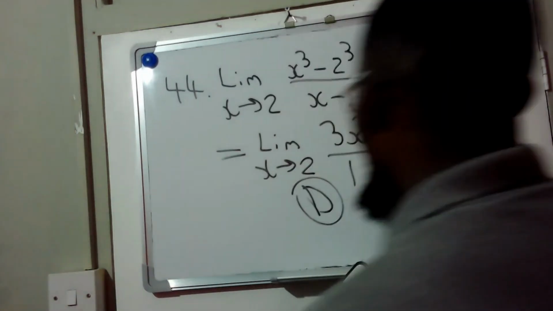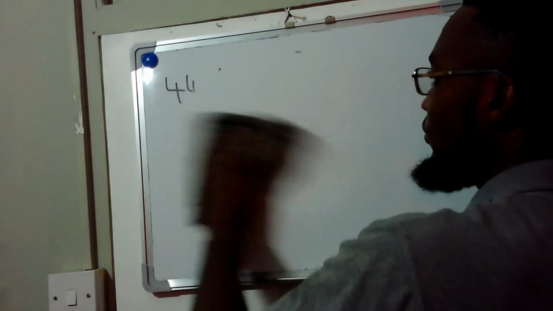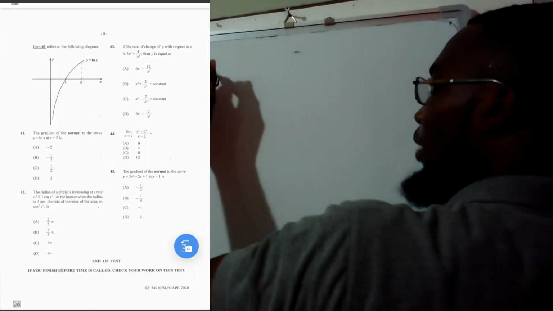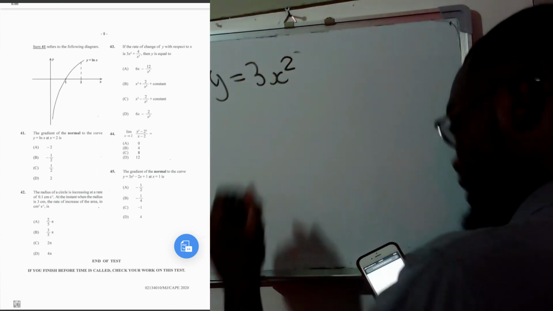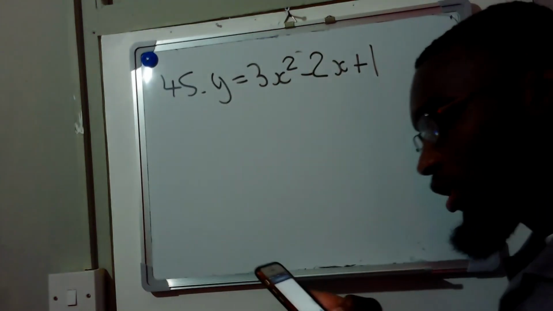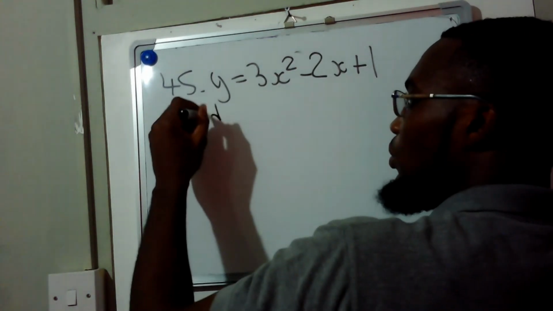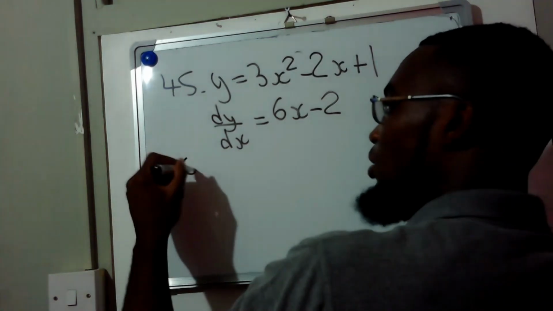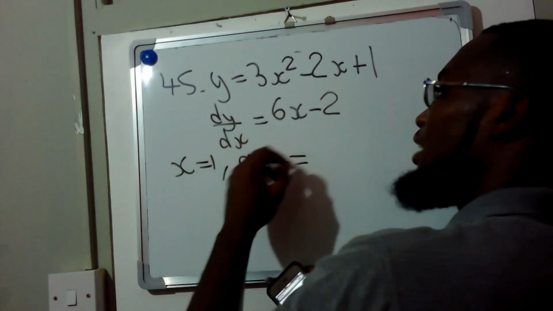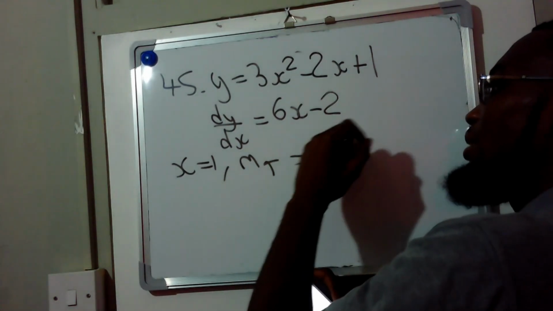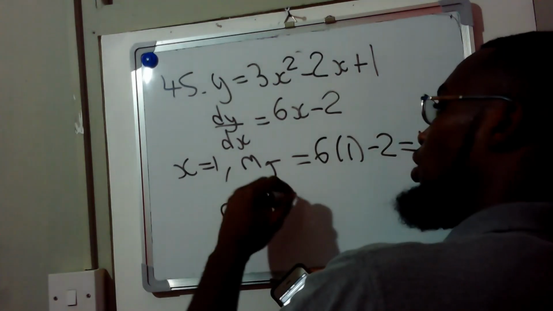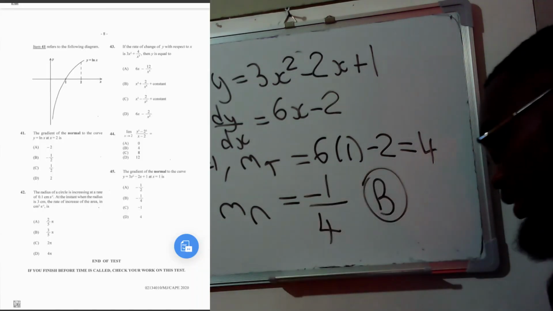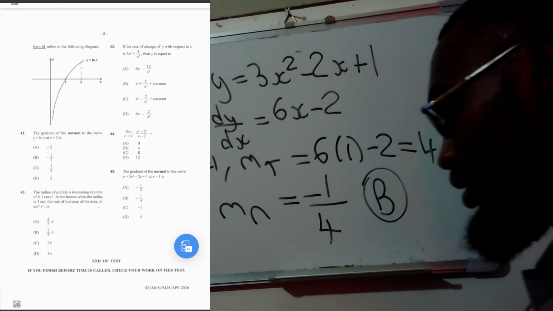Alright, then finally the last one. Number 45, you have y equals 3x squared minus 2x plus 1, and we want to find the gradient of the normal. So we need the tangent first. dy by dx is 6x minus 2. When x is equal to 1, the gradient of the tangent, mt, is 6 times 1 minus 2, which is 4. So the gradient of the normal is minus 1 over the gradient of the tangent, 4, so negative a quarter, option B. That's 2020, guys.